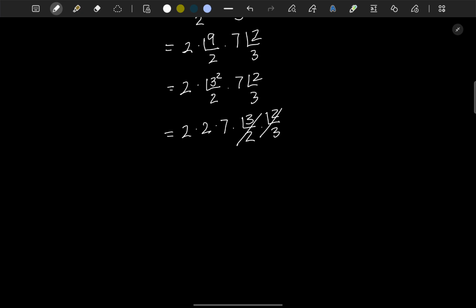So it's 1 times 2 times 2 times 7. And of course, we don't need to write the 1. So that equals 2 times 2 is 4 times 7 is 28. And that's the answer to the problem.